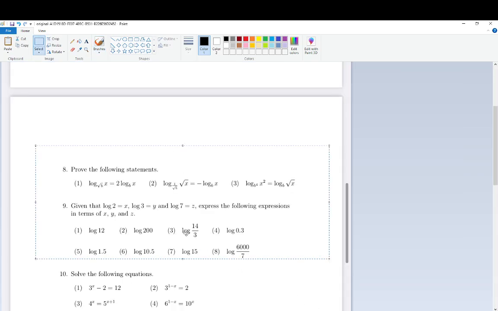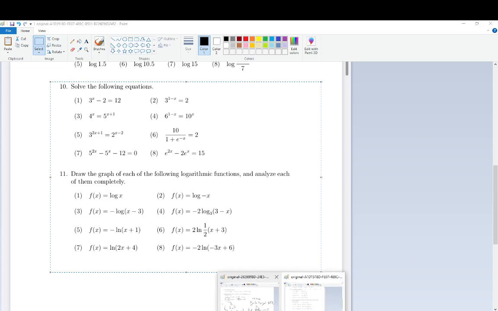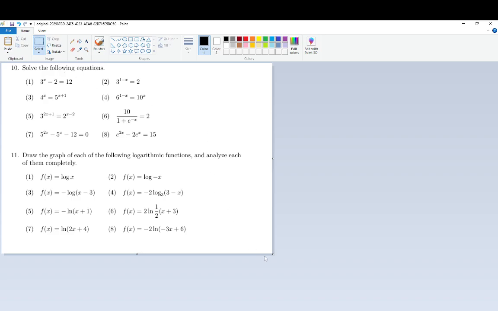Okay, let's continue. I'm going to just finish. Solve the following. Then I've got to stop. Okay, 3 to the x minus 2 is equal to 12. So let's put it to the... I imagine you're allowed to use logs here. Oh, come on. God, I hate that.